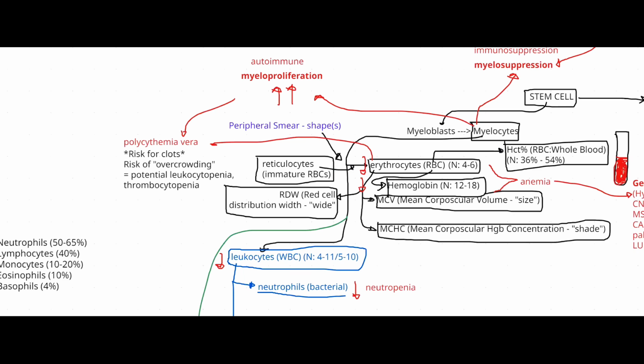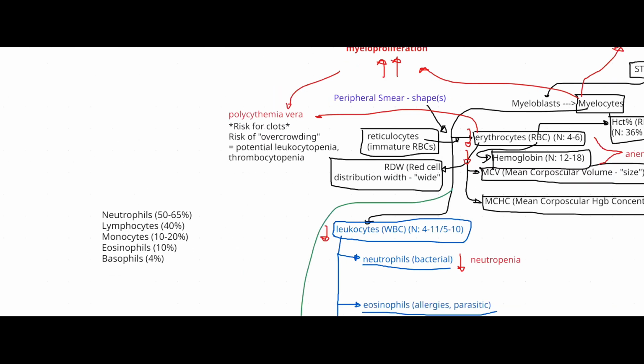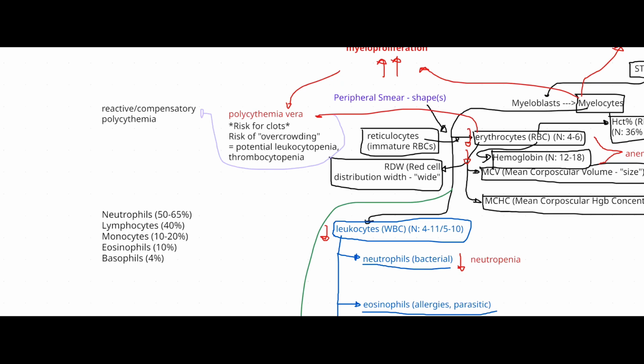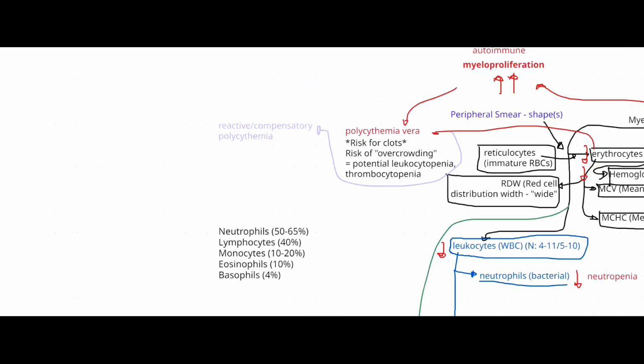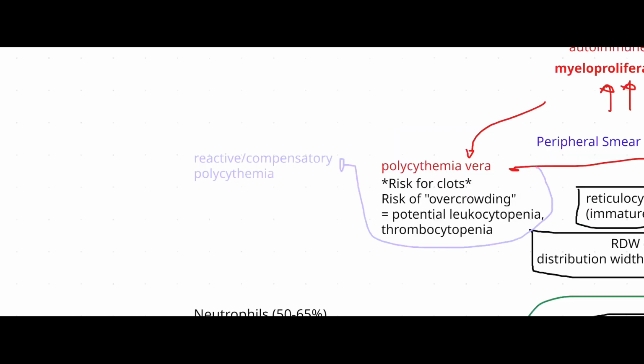There's another type of polycythemia, which is not autoimmune. I'll go ahead and add that here, maybe in a different color, because that one is not too bad. It's also called reactive polycythemia, or reactive or compensatory polycythemia. And what causes this? What triggers the RBCs to overproduce? Hypoxia. And chronic hypoxia.